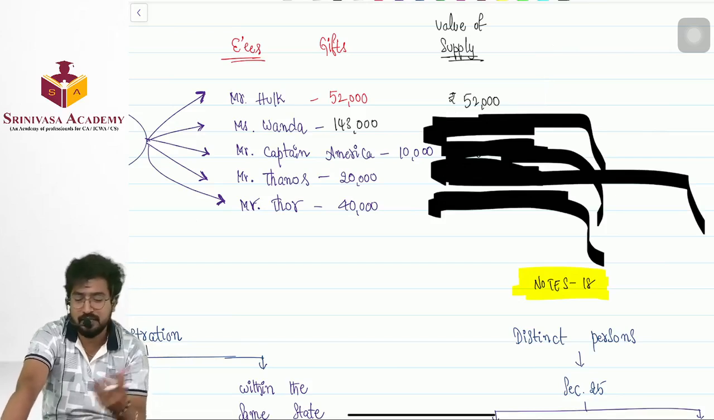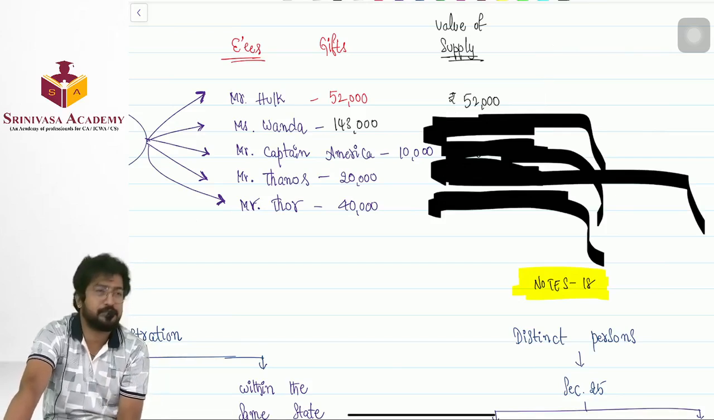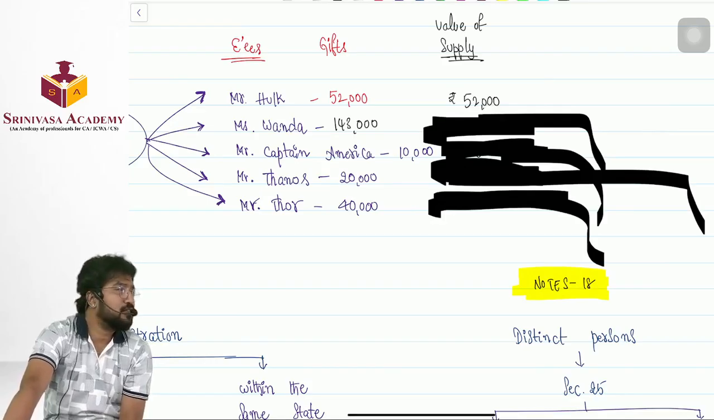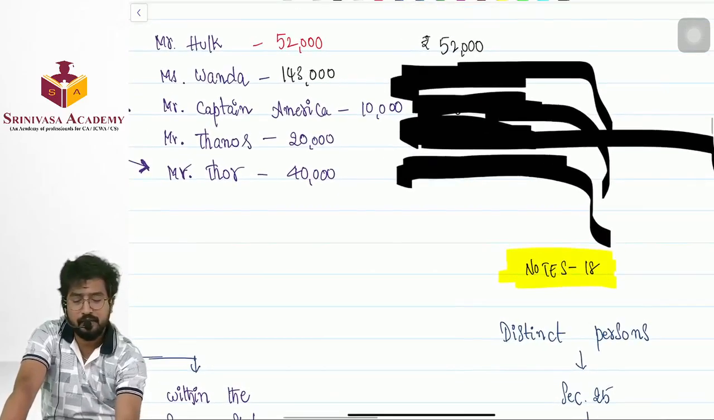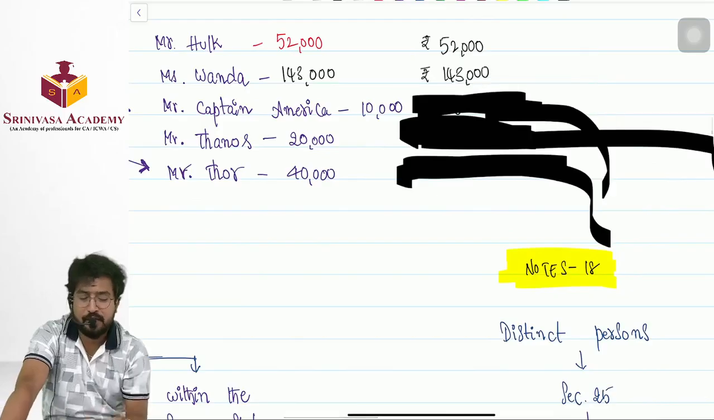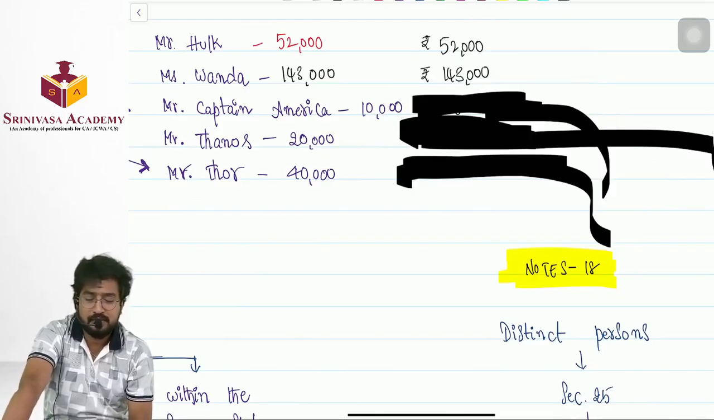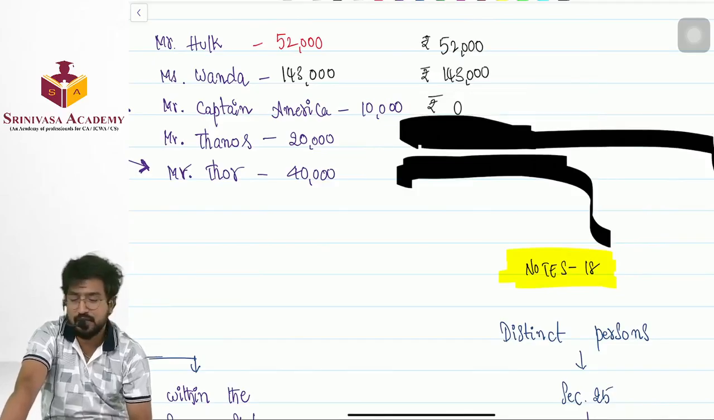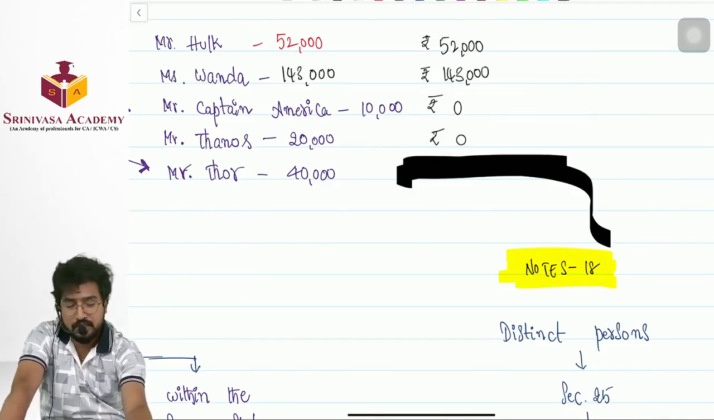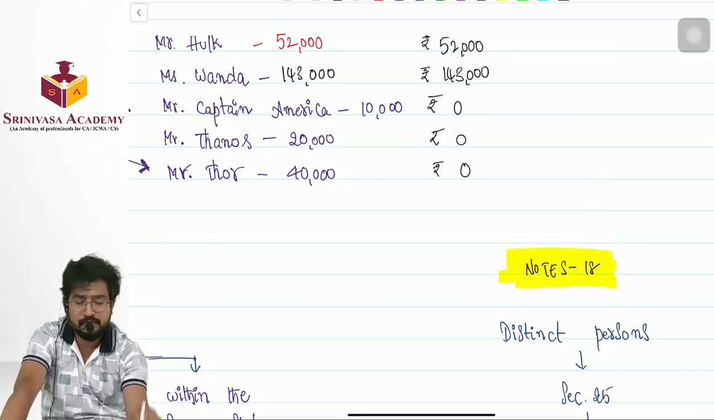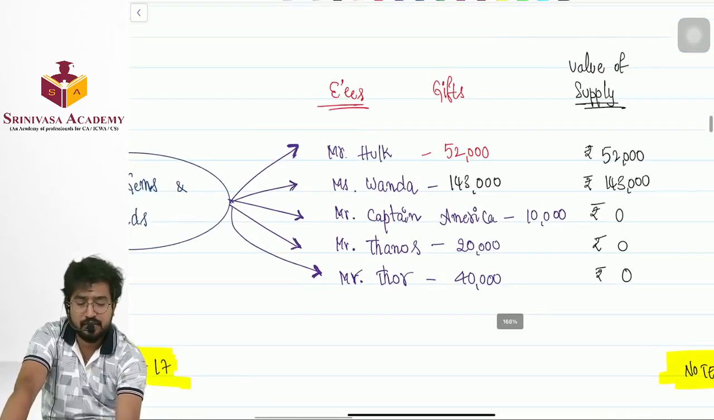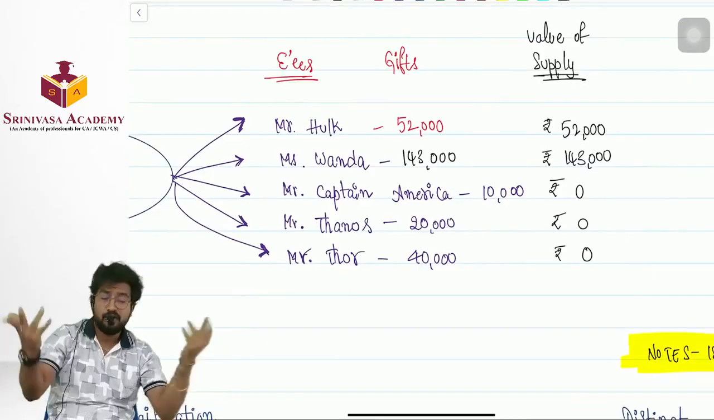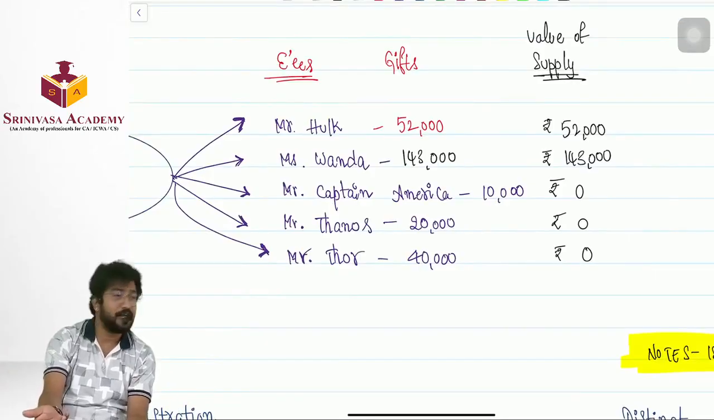52,000. Next, Miss Wanda, 143,000. What is the value of supply? 1,43,000. For Captain America, the value of supply is 0. Mr. Thanos, 20,000. Value of supply is 0. Mr. Thor. Am I clear? So this is the concept. I don't know what the CMA Institute found great in this concept.